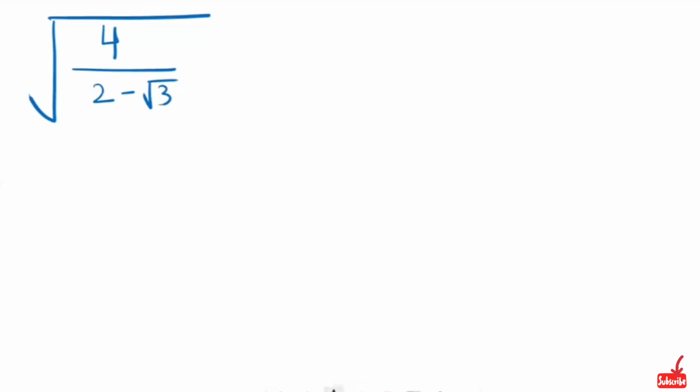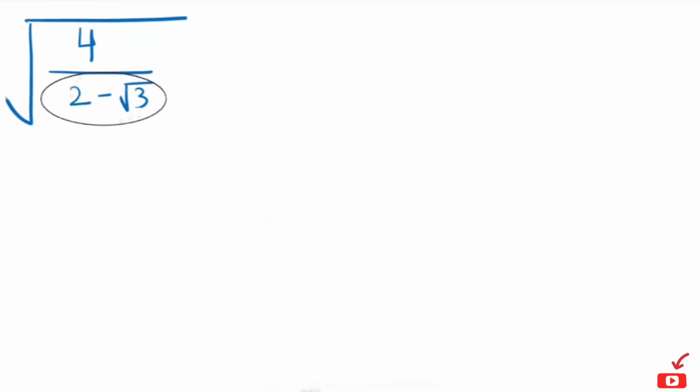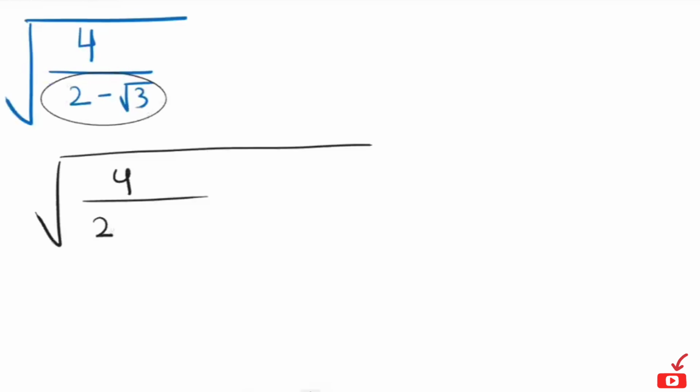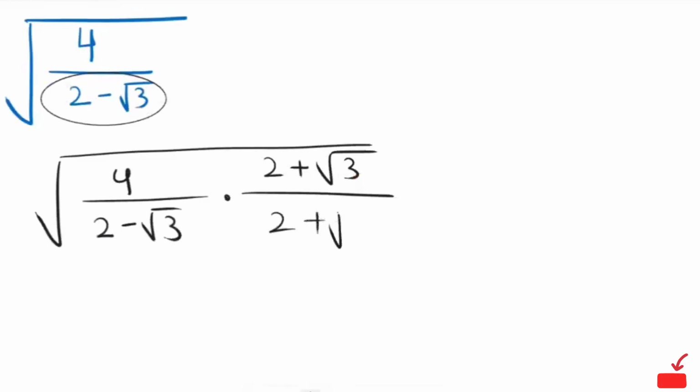In the first step, I am going to rationalize the denominator. So what I am going to do is multiply and divide by the same expression with the sign changed. So I will write 4 over 2 minus root 3, times 2 plus root 3 over 2 plus root 3.